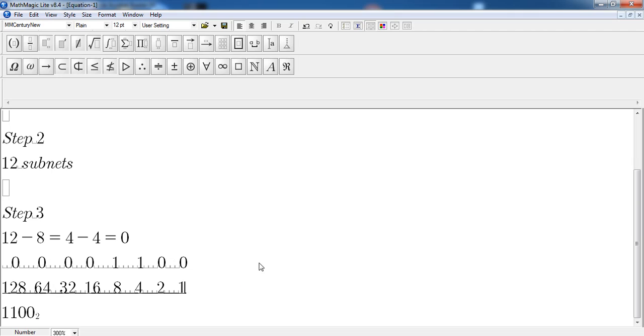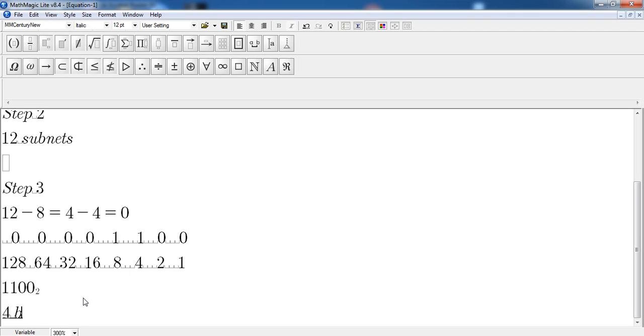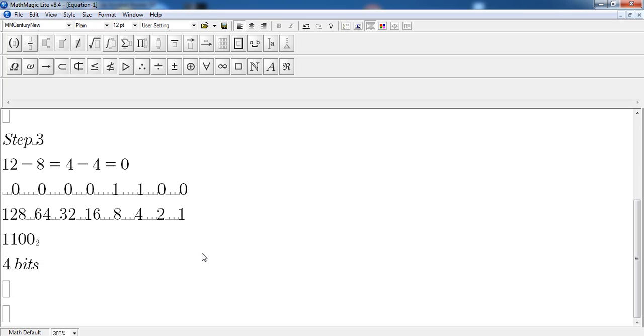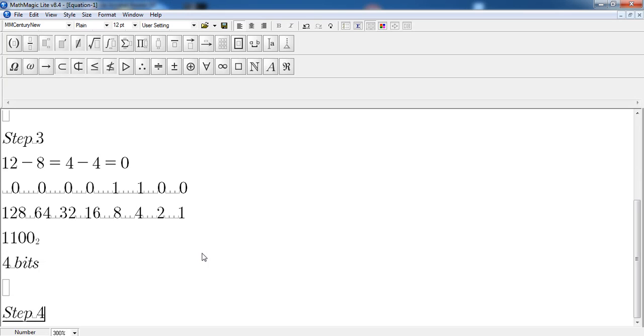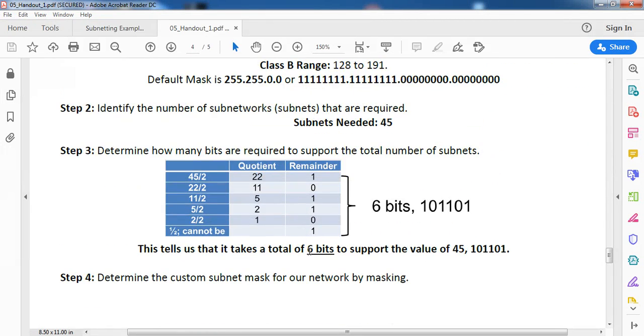So that means we just need to borrow 4 bits from our host ID to be able to cover all of the required number of bits for the subnetworks. Next we go to step 4. Step 4 is asking us to determine the custom subnet mask for our network by masking.